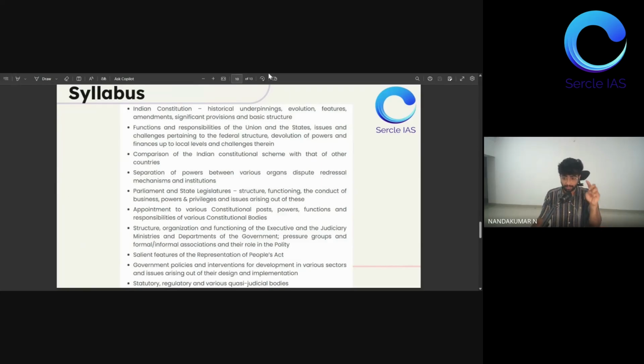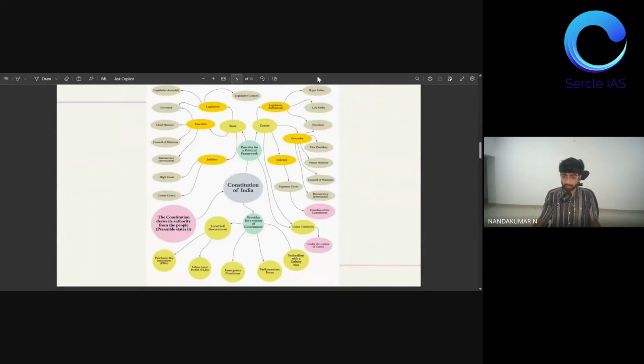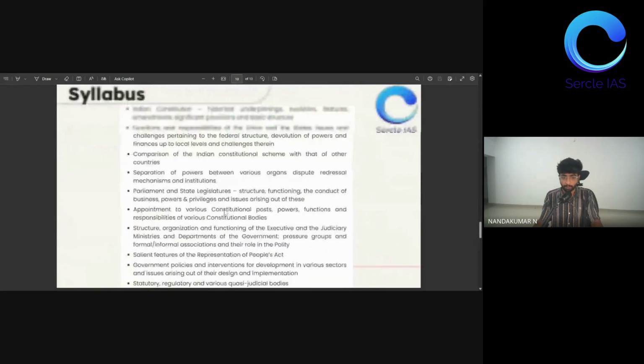When I'm reading this, try to have that mind map in your mind. That mind map, the initial one, this one. Now you would understand the importance of this mind map. This is almost covering the entire syllabus. Separation of powers between various organs of the state: the legislature part, Parliament, then the Centre executive, then the judiciary at the Centre, that is the Supreme Court, and various other organs for dispute redressal mechanisms and institutions. Parliament and state legislature, structure and functioning, the conduct of business, powers, privileges, and issues arising out of this, parliamentary privilege.